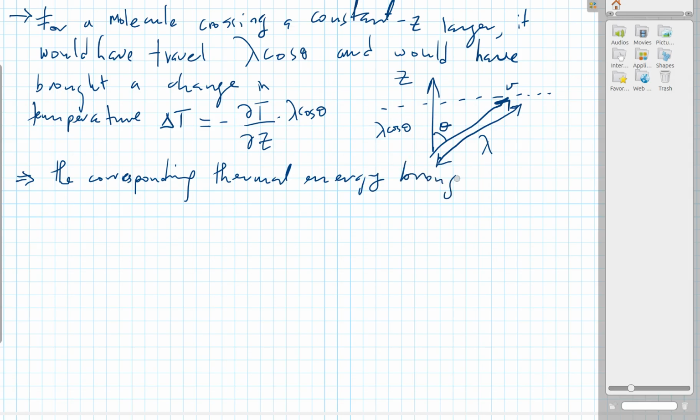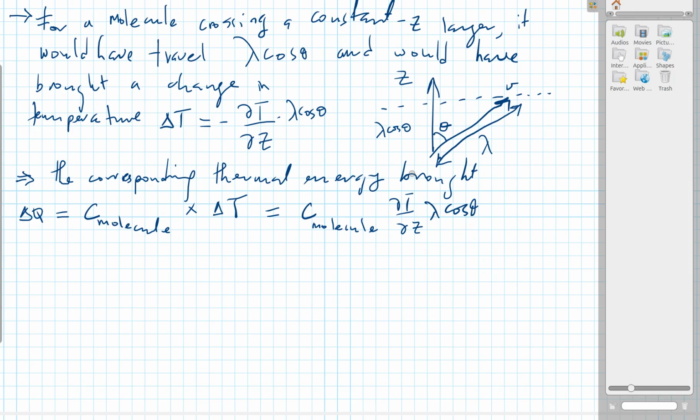With this delta T, one can conclude that the corresponding thermal energy brought by this single molecule is going to be delta Q. Delta Q is going to be equal to the specific heat of the molecule. Remember, we defined specific heat of the molecule so that the change of energy is specific heat times change in temperature. Substituting, this is going to be C molecule times partial T partial z lambda cos theta.